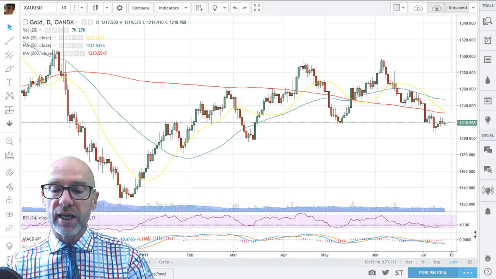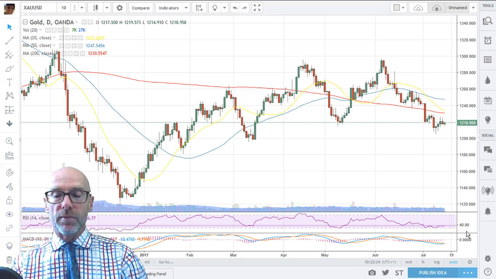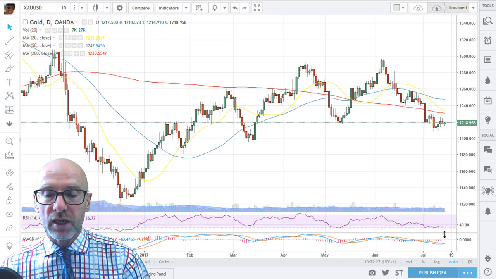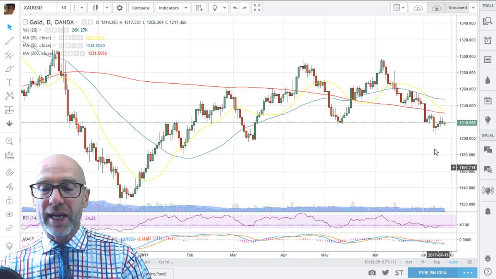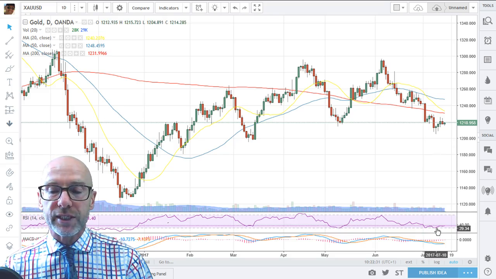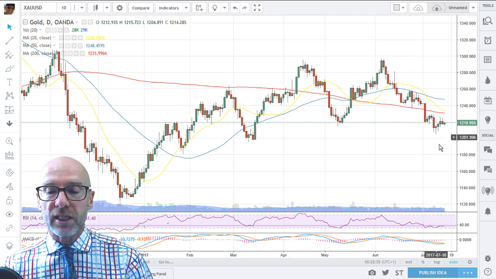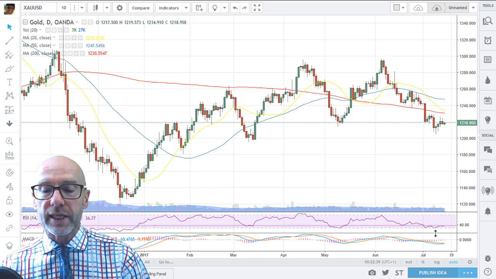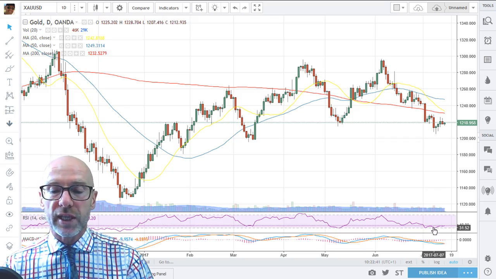On the RSI, you can see it's in a shallow downtrend, indicative of negative momentum, and it's below 50. At the moment, we had a kind of double bottom on the RSI, so just be aware of that. It didn't go to a new low when we came down to the low at the start of the week, so just monitor that for the moment.